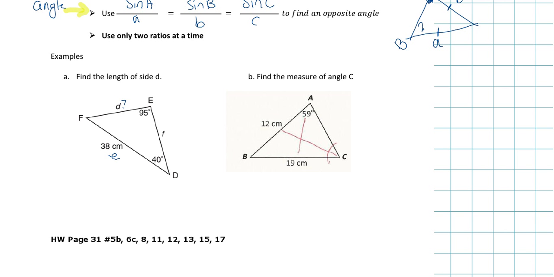Okay, so e over sine E equals d over sine D. Remember that it doesn't matter what the name is, X, Y, Z, doesn't matter. You're just changing your letters. That's it. So I know side E and I know angle E. I'm going to plug it in. So it's going to be 38 over sine 95 equals, I don't know what side D is.